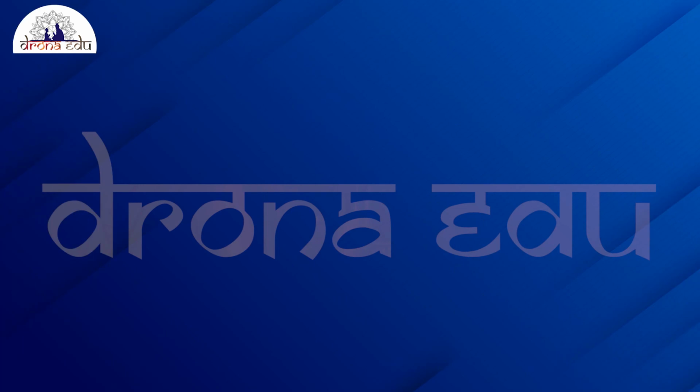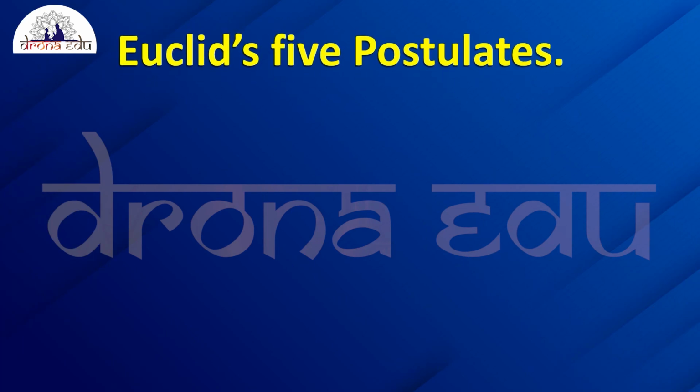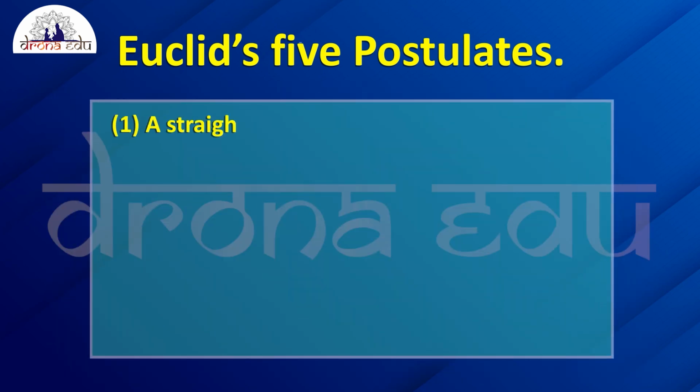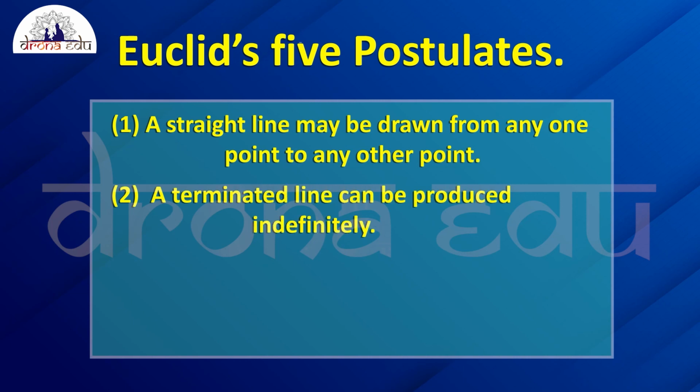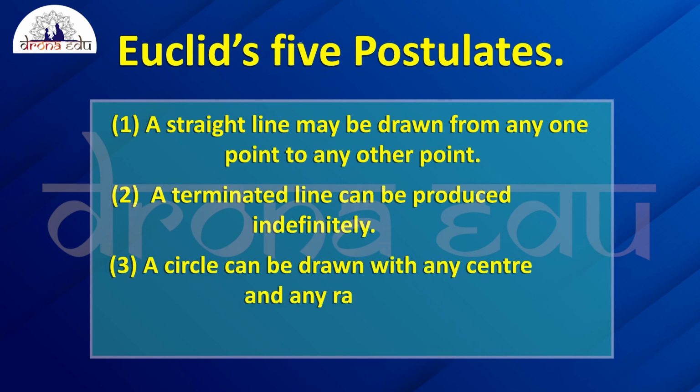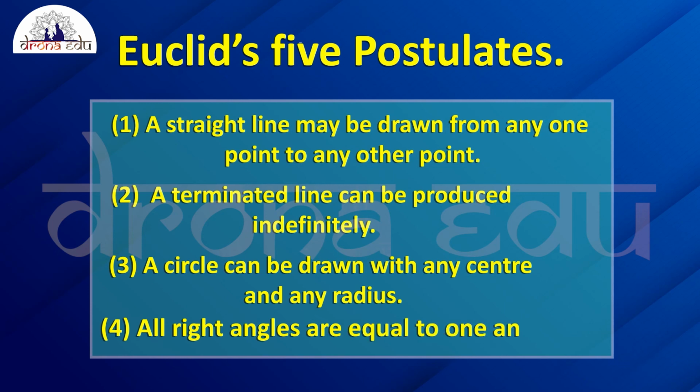So now let's see Euclid's five postulates. The first postulate states that a straight line may be drawn from any one point to any other point. The second postulate states that a terminated line can be produced indefinitely. Postulate 3 states that a circle can be drawn with any center and any radius. And postulate 4 states that all right angles are equal to one another.